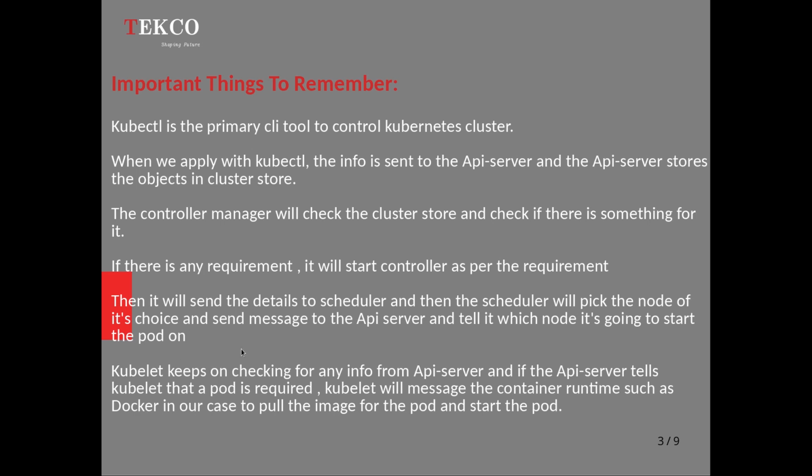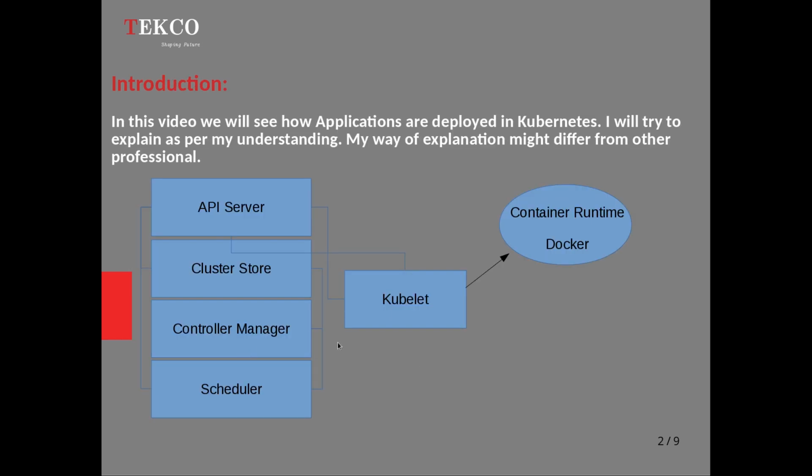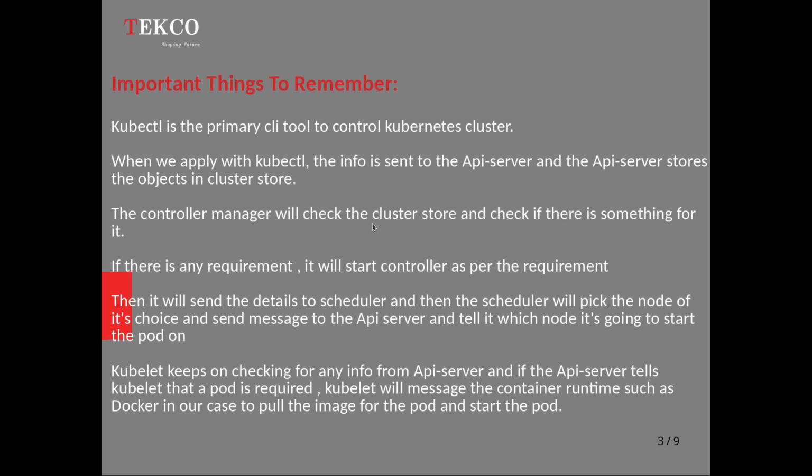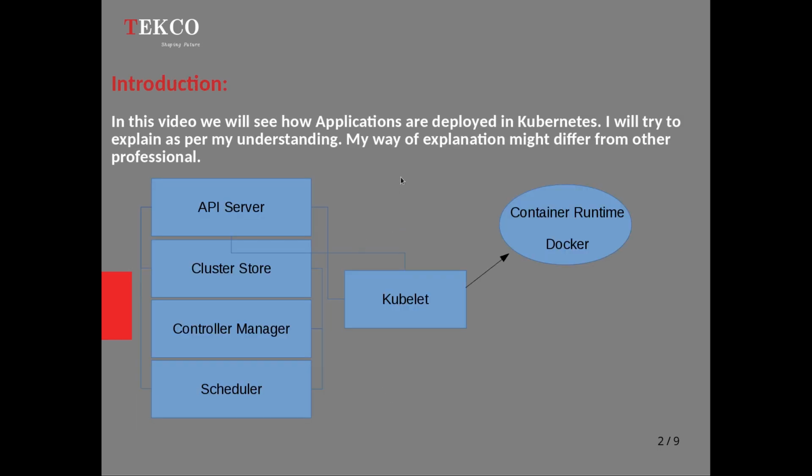Then kubelet basically keeps on checking for any information from API server. The kubelet keeps asking the API server, do you have any information? And when the API server has this information, it tells the kubelet that, okay, a pod is required. Kubelet will send this message to the container runtime, such as Docker in our case, and then Docker or the container runtime will pull the image for the pod and start the pod. So this is how an application is started or deployed in Kubernetes.